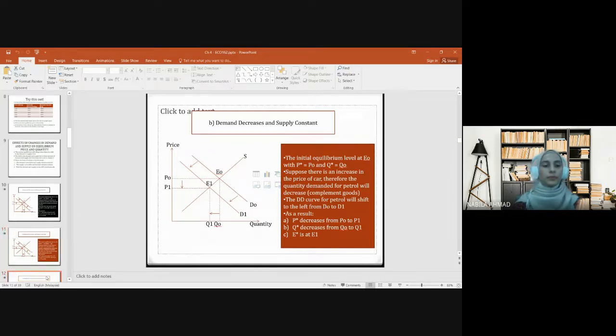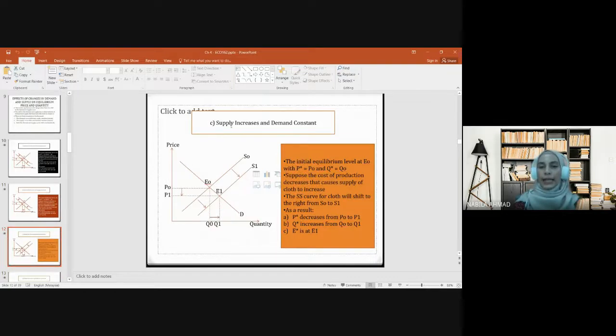Alright. And then kita tengok supply. Supply increase, demand constant. Contohnya, suppose the cost of production decreases. So cost of production ni kita dah tahu dia adalah determinant of supply. So dia affect supply sahaja, demand constant. So when the cost of production decreases, so the supply of goods will increase.